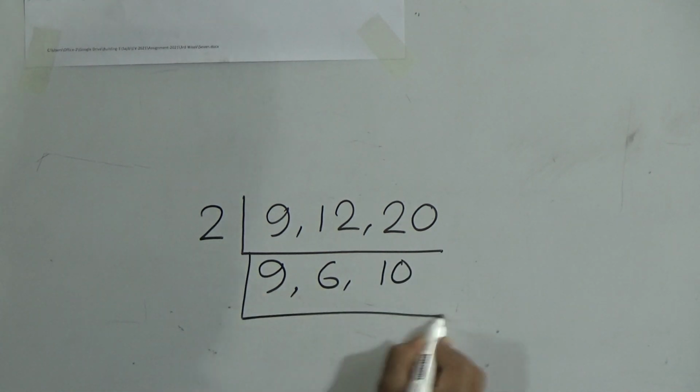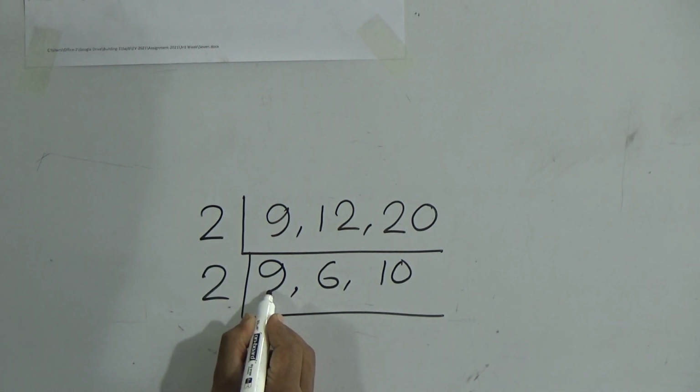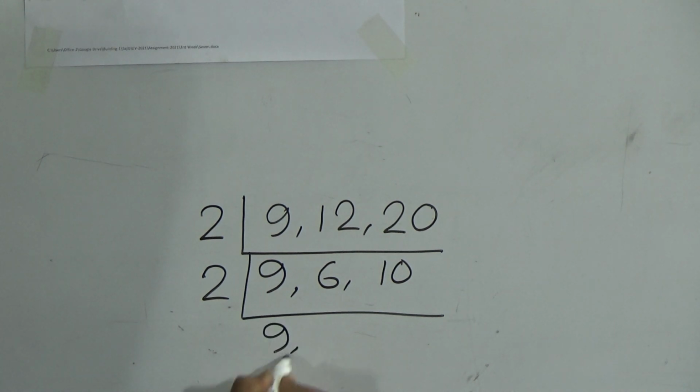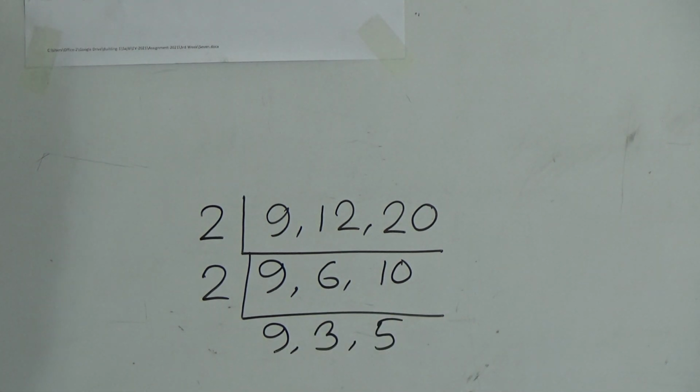Now again, 6 and 10 are even numbers, so you can divide both numbers by 2, but can't divide 9 by 2, so 9 remains unchanged, and 2 goes 3 times in 6, also 2 goes 5 times in 10. Okay, now my dear students, there are no even numbers, so we can't divide any number by the prime number 2.